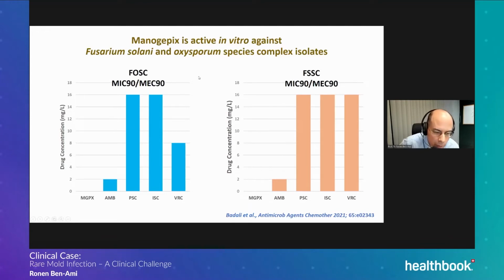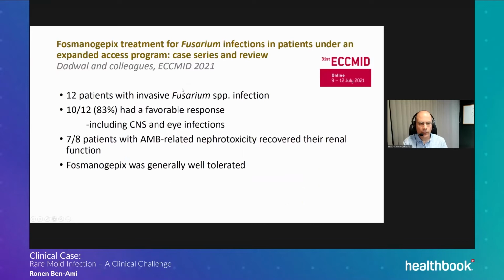Fosmanogepix, a new drug which is currently in clinical trials, seems to be promising for the treatment of fusariosis, consistently showing good in vitro activity against Solani and Oxysporum species complexes. And we have promising data from a small case series presented at ECCMID 2021. 83% of these 12 patients had a favorable response, including those with CNS and eye infections, and patients who had ampho-B-related nephrotoxicity recovered renal function on fosmanogepix.